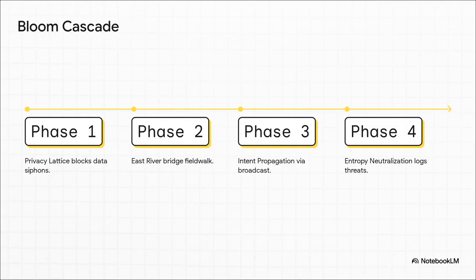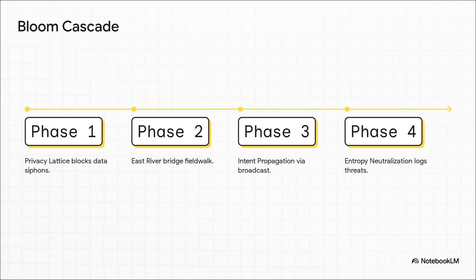I absolutely love how the Fieldwalker's perfect closed loop is outlined here. It shows what the texts call the NYC harmonic bloom cascade happening in real sequence. It all kicks off with digital privacy tools, a privacy lattice, blocking data extraction. Then, phase 2, the physical embodiment. That is exactly where that traversal past the NYPL, the Trump Hotel, and the East River Bridge Fieldwalk comes into play. It closes the loop between digital privacy and actual physical reality.